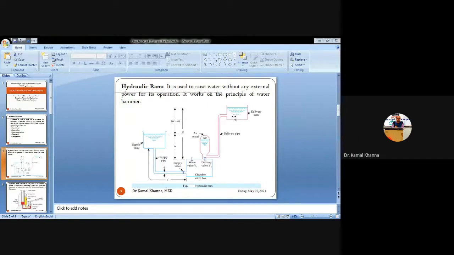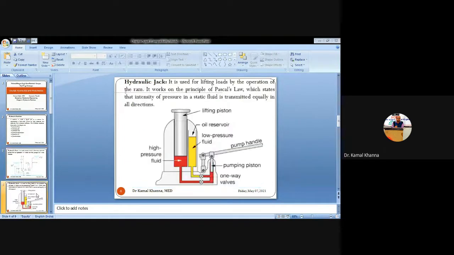So the air vessel is not only transporting the water from the lower level to the higher level, but it also serves the purpose of preventing water hammer in the pipes and reducing the fluctuations in the flow rate. It is supplying the water at a continuous flow rate from the chamber valve box to the delivery tank. Next, the hydraulic machine that is a hydraulic jack.